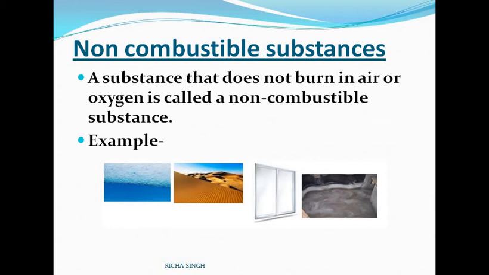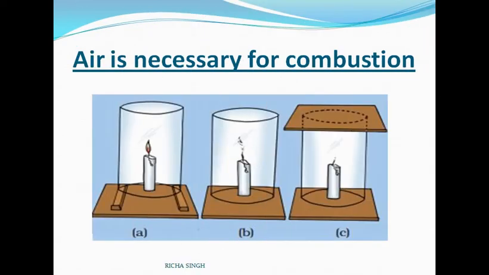The essential thing required for combustion is oxygen. If oxygen is present, only then will the process of combustion take place. This is related to activity number 2 in your book, that air is necessary for burning. You can see in the first case the candle is burning. In the second, it has stopped, and when you cover it, it has also stopped.